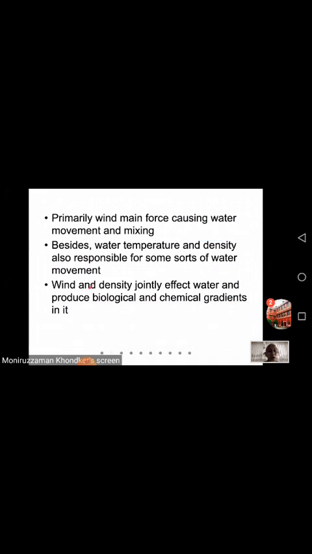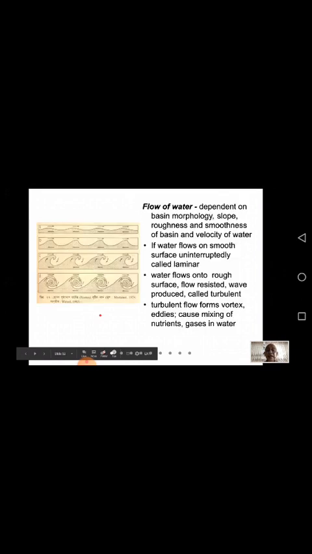Wind and density jointly affect water and produce biological and chemical gradients in it. We already know that wind and water density jointly work and produce biological and chemical gradients. So now we should see the flow of water.